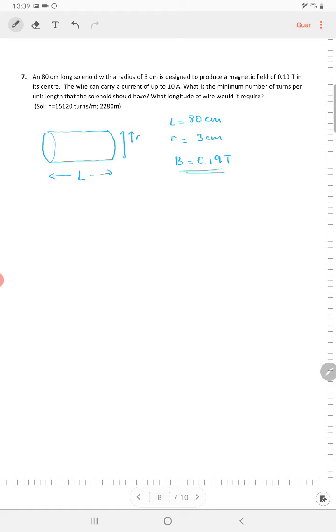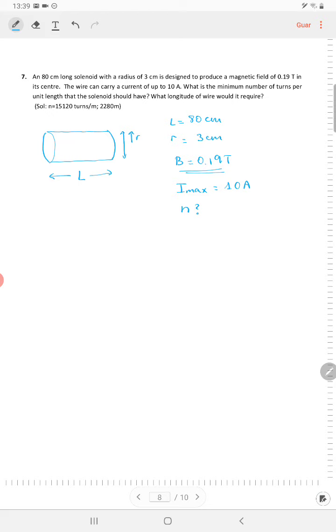The wire can carry a current up to 10 amperes. So the maximum current is 10 amperes. And they're asking us what is the minimum number of turns per unit length that the solenoid should have. So this is n. So we are asking what is n.